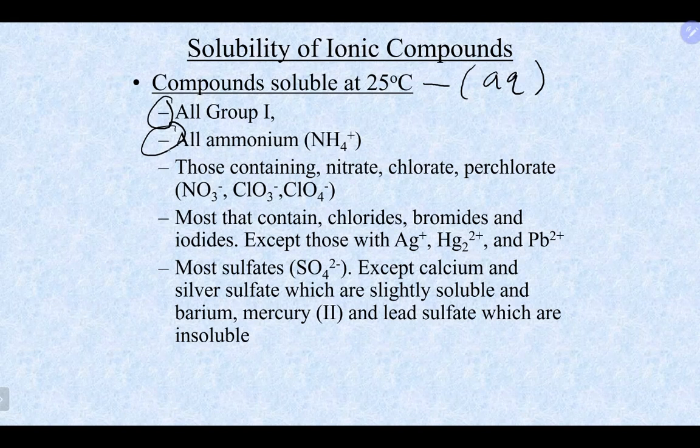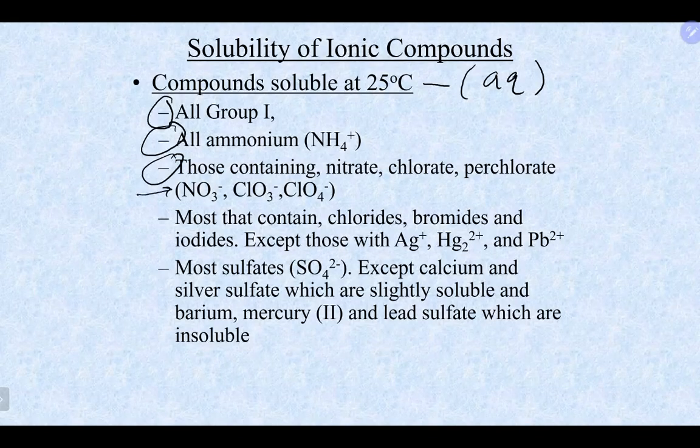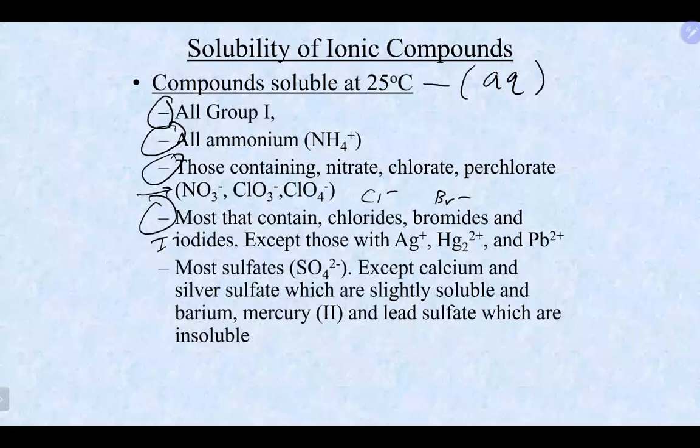In addition, anybody that has nitrate, chlorate, or perchlorate in the formula are also going to be soluble. And again, there's no exceptions. So as soon as you see something with nitrate in the formula, you know that's going to be soluble. You will not get a solid at all from that thing. Now, when we get to chloride, bromides, or iodide, so that's like Cl minus, Br minus, and I minus over here. These guys are going to be soluble in everything, but there are some exceptions.